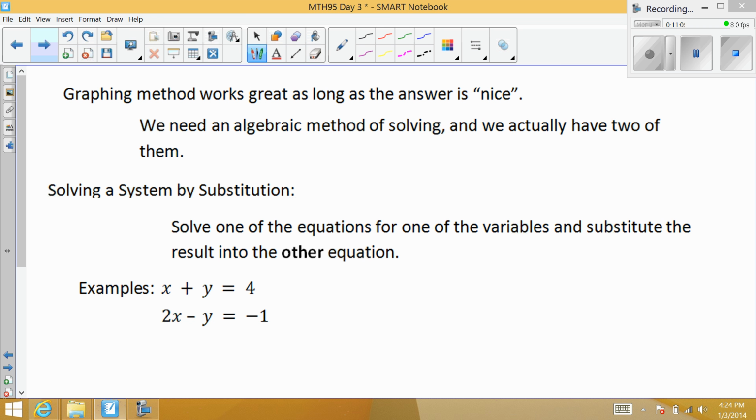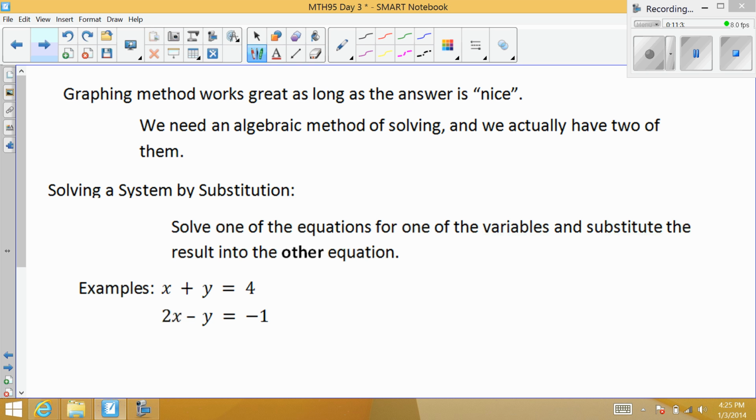Okay, so the graphing method works great as long as the answer is nice, as long as they cross at two nice points or are clearly parallel or clearly the same line. But we need an algebraic method of solving also, and there's actually two of them. And this works nice if the answer, say, is x is 5/3 and y is 7/9. That's really hard to read off of a graph, but we can find it algebraically.